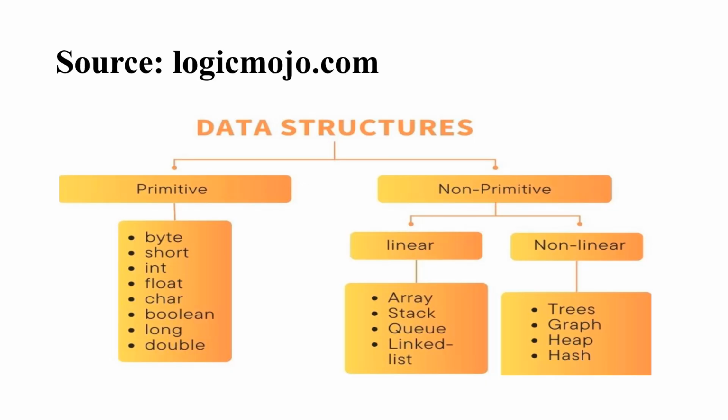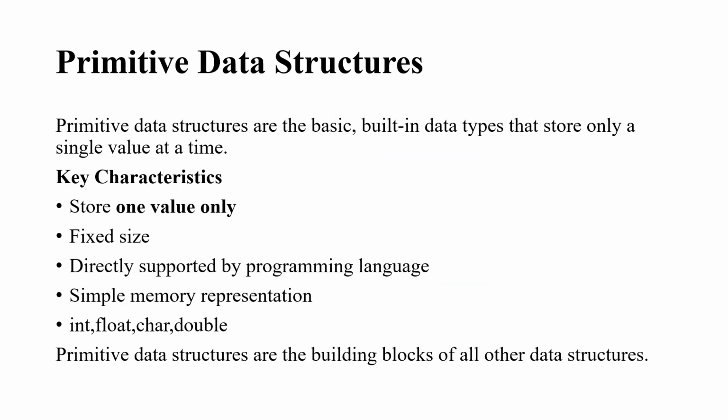So primitive data types generally contain only a single value, and these are very easy to understand, and the memory representation is also very simple. So that is the meaning of primitive data structures. So let us see the further slides.